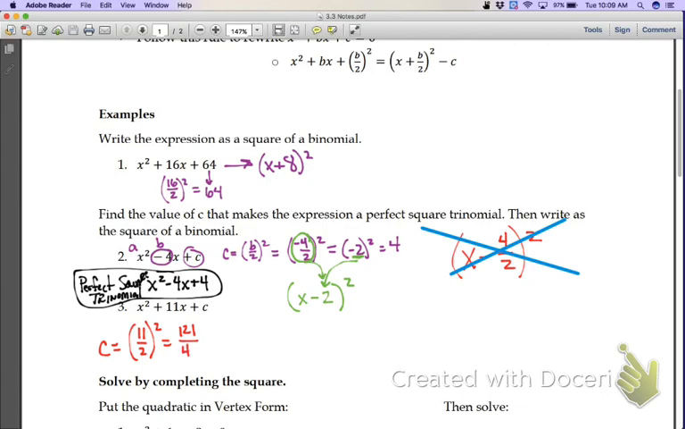So if we're going to write the perfect square trinomial, or if I would basically just plug it in right here, I would have x squared plus 11x plus 121 over 4. So there's the trinomial. Okay, if it asks for a trinomial, there's the trinomial.